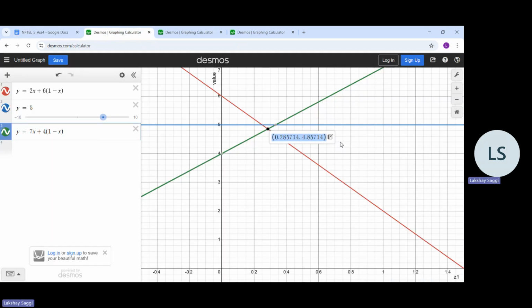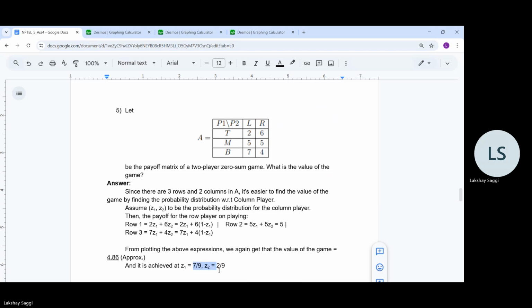And what Z1 is it achieved at? It's achieved at, let's say, 0.29 maybe. Again, it's approximate. But we really don't need to worry about the Z1 because the problem just has to find out the value of the game. And the value of the game is this 4.86.